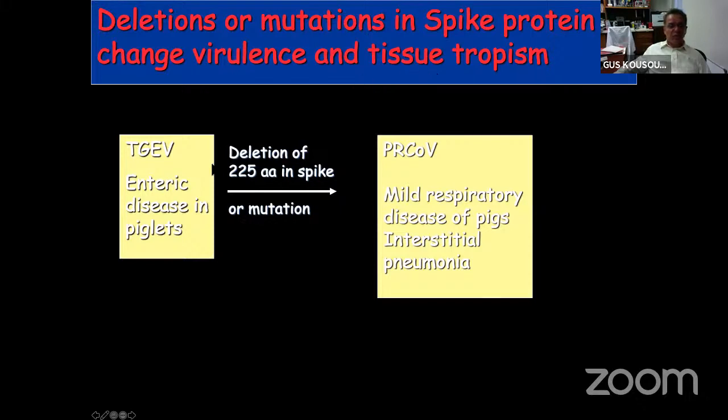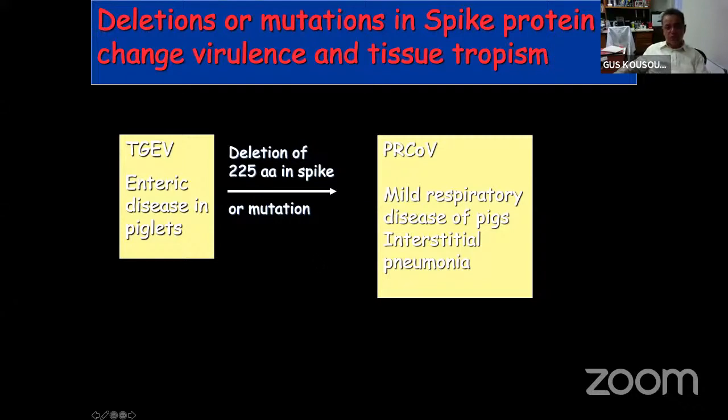One specific example is transmissible gastroenteritis virus, which is a highly pathogenic enteric disease in piglets. But if you delete 225 amino acids from the amino terminal portion of the S1 region of spike, you create a porcine respiratory coronavirus, which only causes mild respiratory disease of pigs and some interstitial pneumonia. So we know that the spike protein, its receptor binding ability, and its fusogenic functions are very important in terms of pathogenicity.